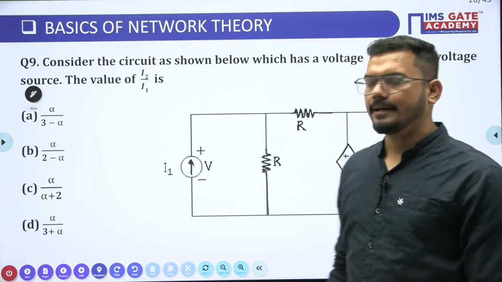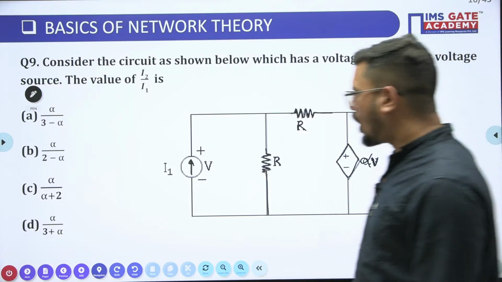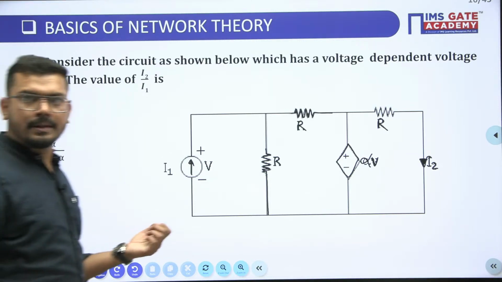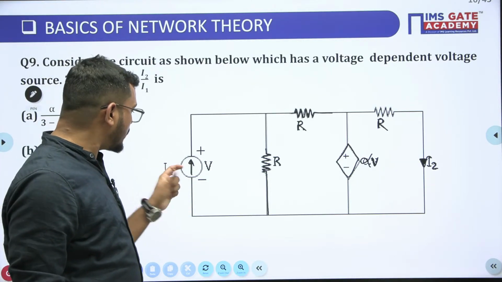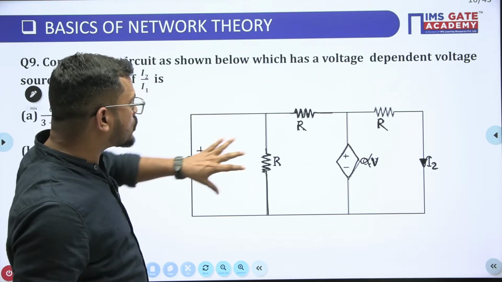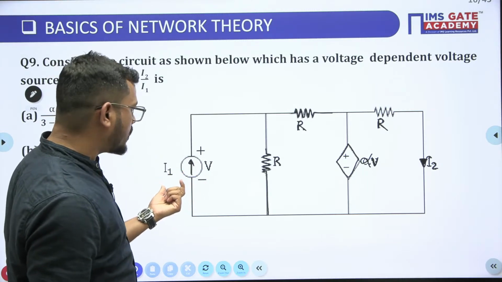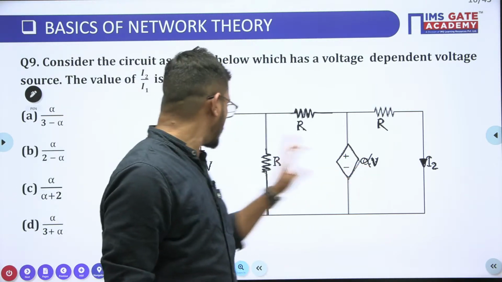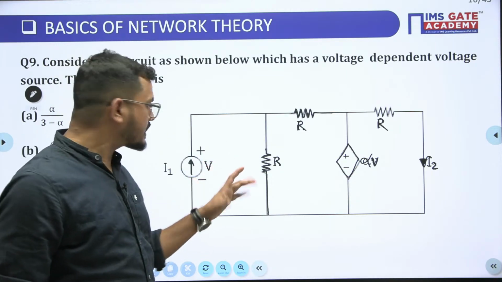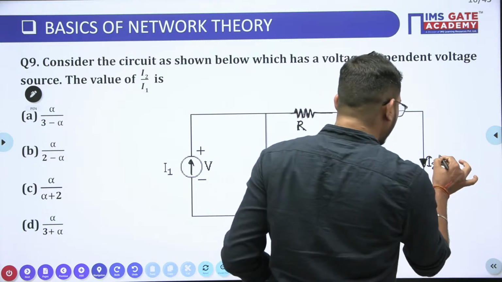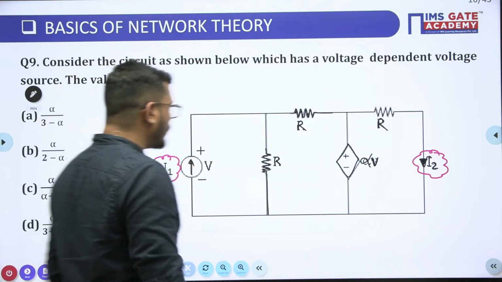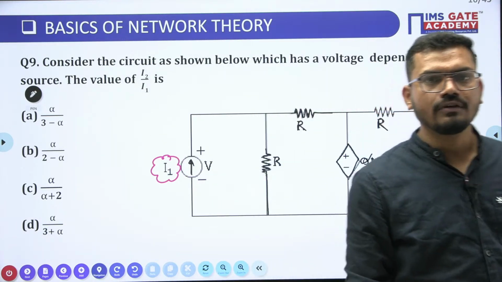Okay, so let us see, guys. How to solve this type of question? Just see once. Actually, this is a voltage dependent voltage source, and this is the current, and this voltage is depending on this voltage, guys. Is it clear now? Now we have to calculate the ratio of I2 by I1.